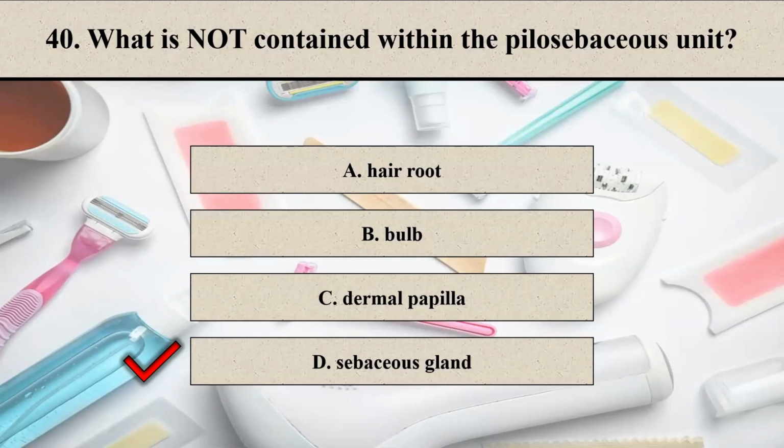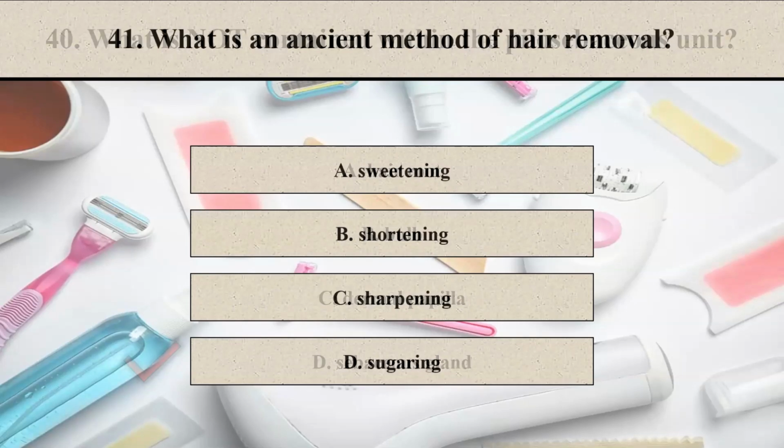If you chose D, sebaceous gland, you are correct. What is an ancient method of hair removal? Is it sweetening, shortening, sharpening, sugaring?